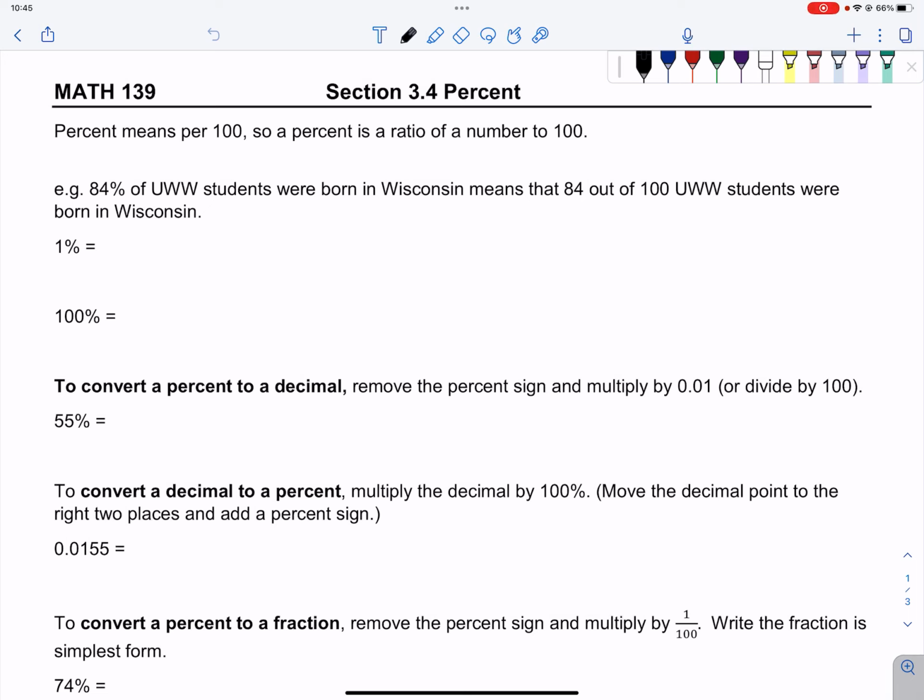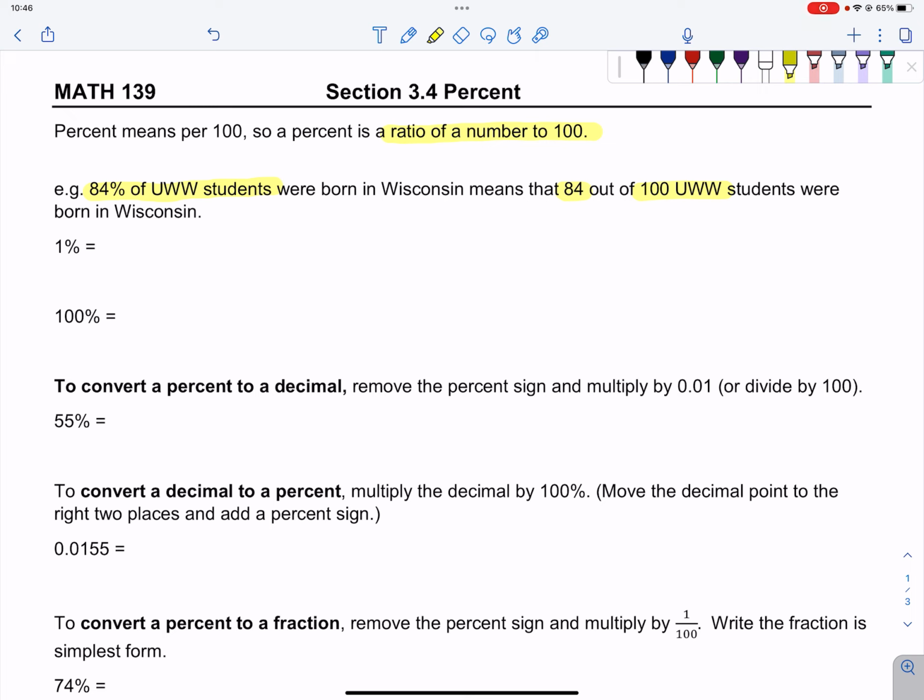Percent means per 100. So essentially, a percent is simply a ratio of a number to 100. For example, if 84% of UW-Whitewater students were born in Wisconsin, then that means 84 out of 100 UW-Whitewater students were born in Wisconsin. If you had a group of 100 students, probably 84 of them would say they were born in Wisconsin.